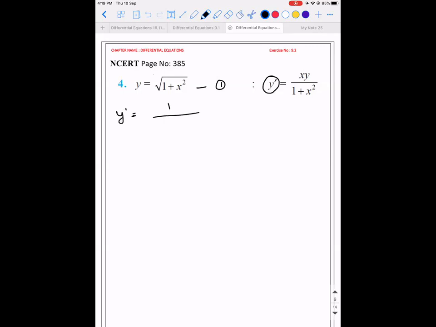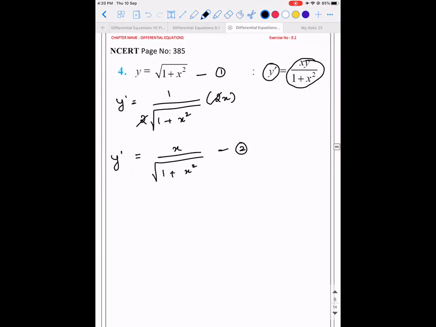So y dash will be equal to 1 divided by 2 root of 1 plus x square, into derivative of 1 plus x square, which is 2x. 2 and 2 will get cancelled. It will be x divided by root of 1 plus x square. But here you have something else. So I will take this as equation number 2.